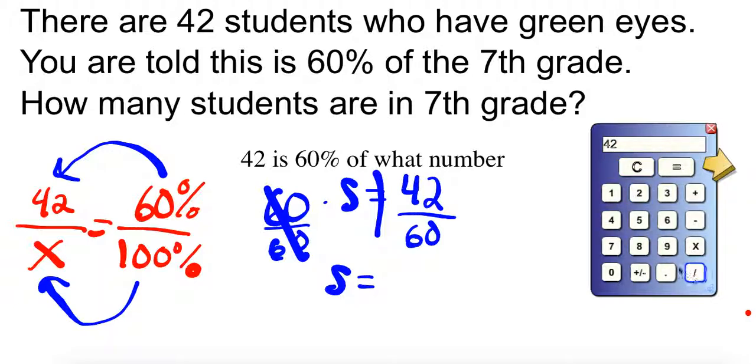42 divided by 60 is going to give me 0.7. So my scale factor is 7/10. So I'm going to multiply both my numerator and my denominator by 7/10. And when I multiply 7/10 by 100, I'm going to get that 70 7th graders go to that school. So I know that x is equal to 70.